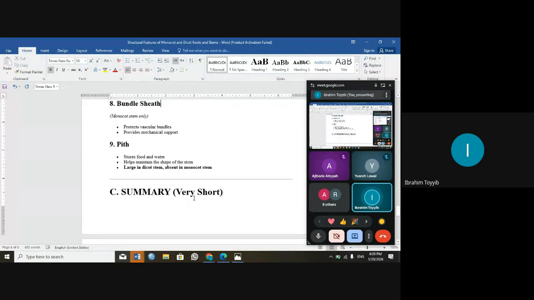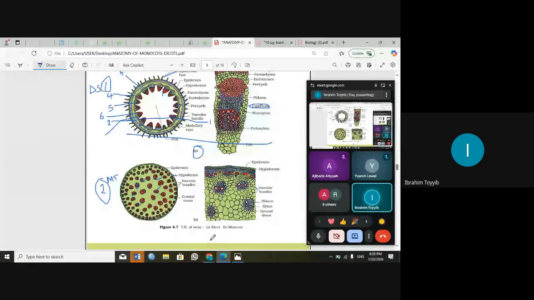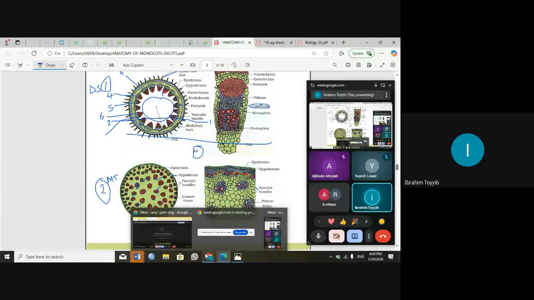So we have bundle sheath and pith. Pith stores food and water. It is large in dicot stem and it is absent in monocot stem. So let's look at it. It is absent in monocot stem. It is large in dicot stem. Can you see pith is large in dicot stem? Where is pith in monocot stem now? There is no pith. So that's one of the differences. I hope you are following me.